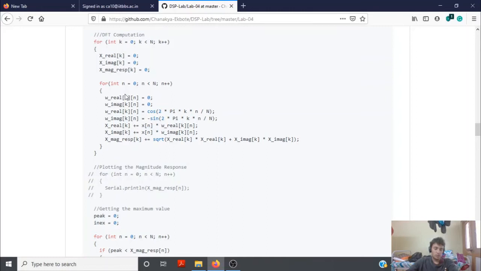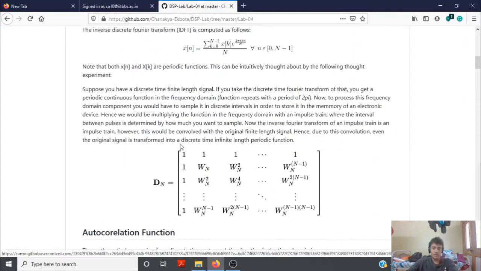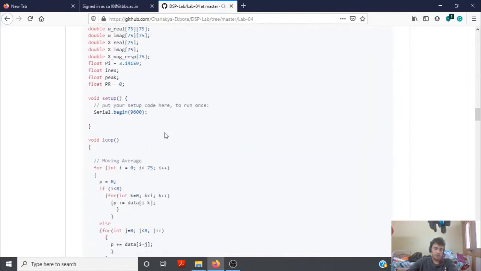Now you want to populate this matrix, right? So the matrix is populated as follows. The real part, so you can see that in this matrix you have W k n by N, and everything is just a multiple of that, right? The n's are increasing in this direction, like W k n by N, and here they are decreasing. So that is what we have tried to emulate here.